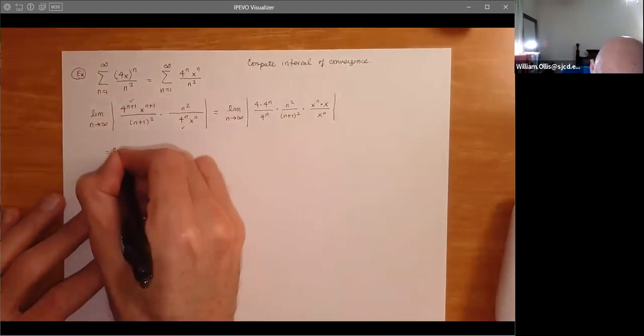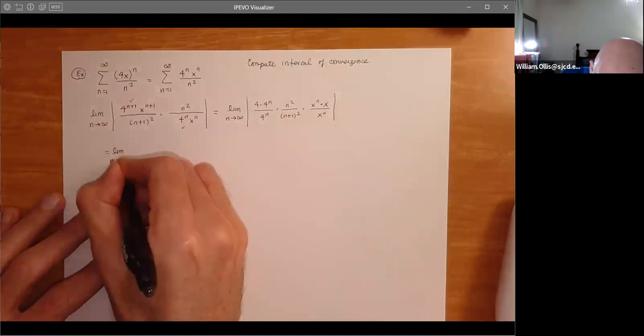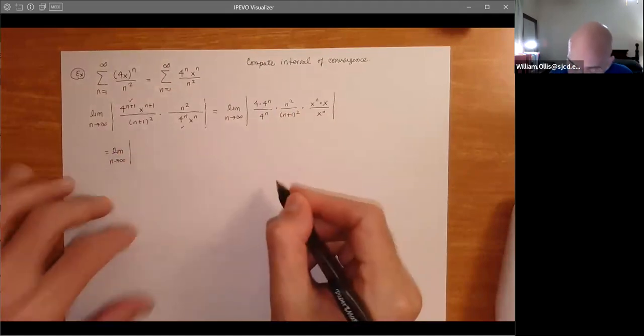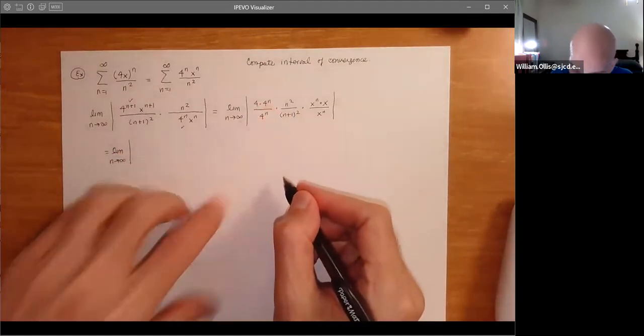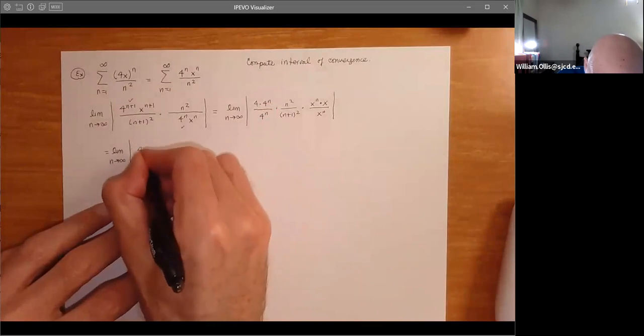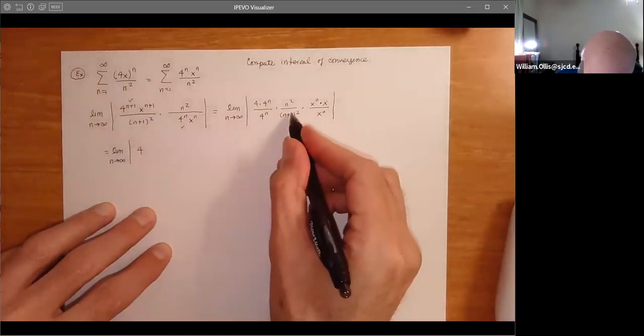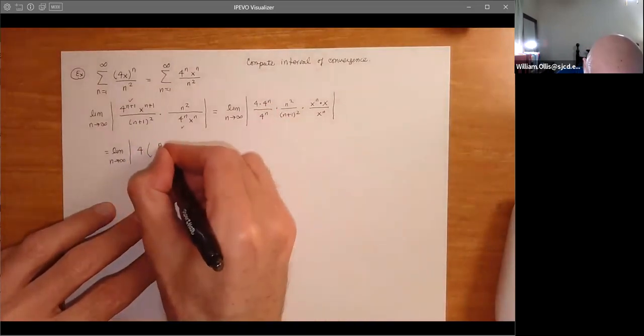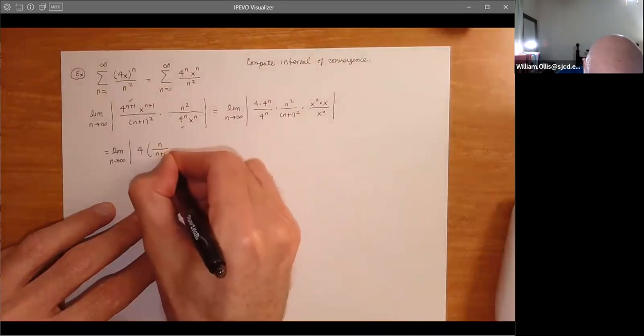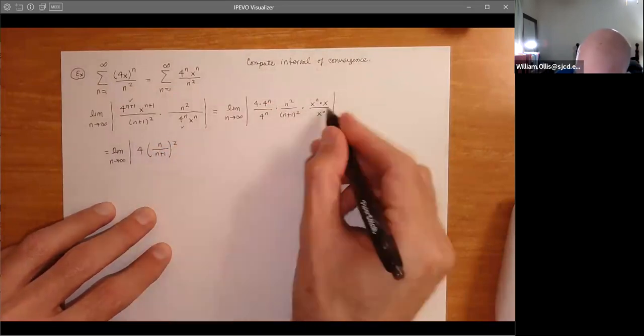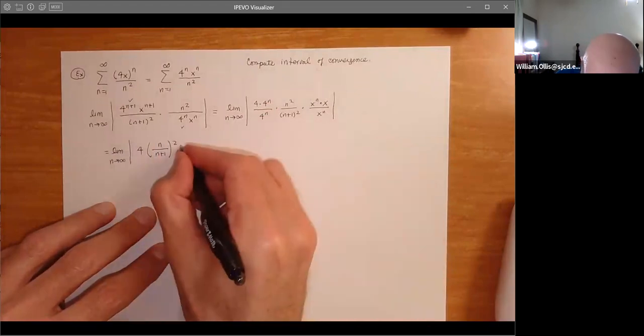So now we have the limit as n passes to infinity. And of course, the 4 to the n's are absorbed, so we're left with a 4. And then, of course, here we just have n divided by n plus 1 quantity squared. And then, of course, the only thing that's left here is the x.